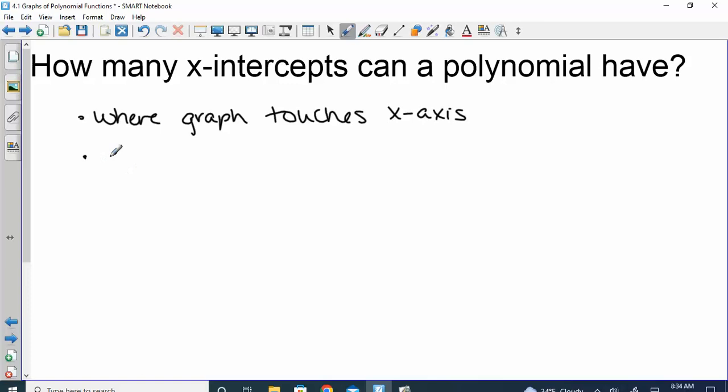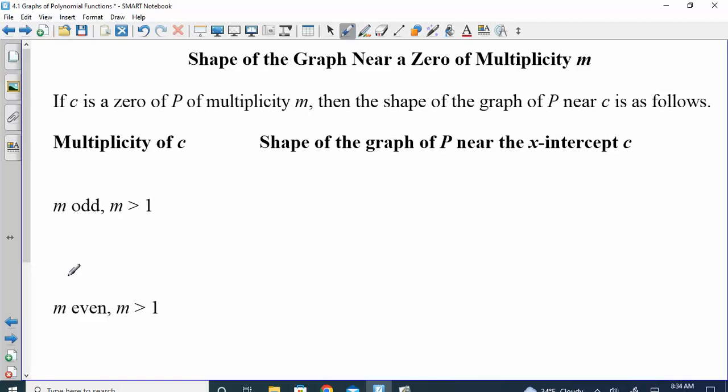When I'm looking at how many it can have, it's the same as the degree in terms of how many. So if it's an x squared, it can have 2 x-intercepts. If it's an x to the 5th, it can touch the x-axis 5 times. Okay, if it's an x to the 10th, it can touch the x-axis 10 times. The x-intercepts and degree are the same. Turning points is 1 less than the degree.